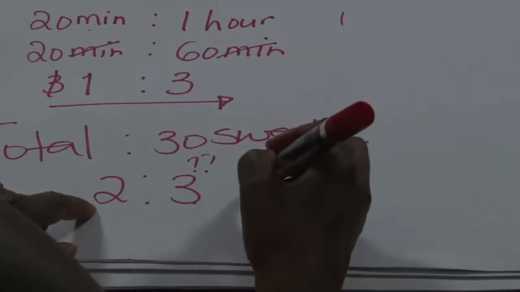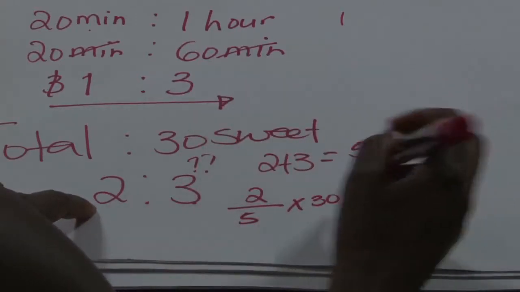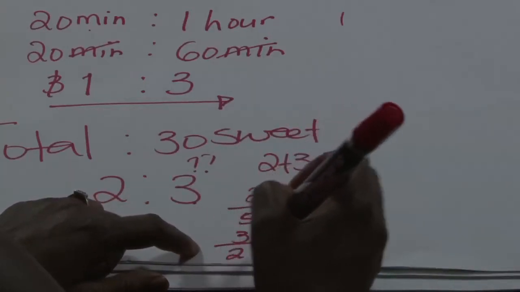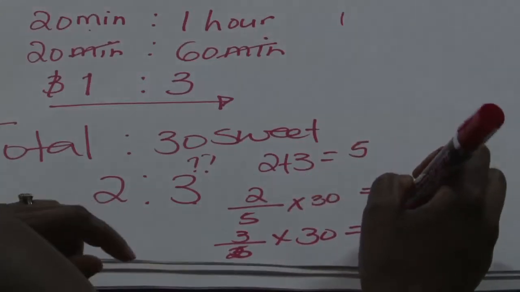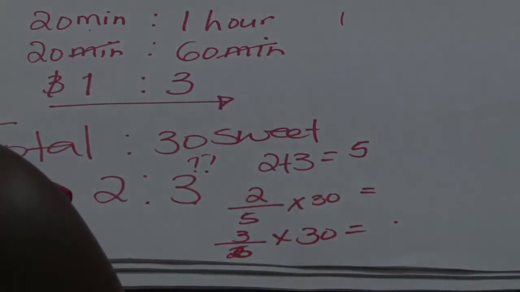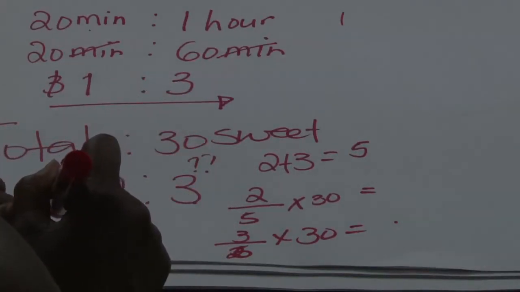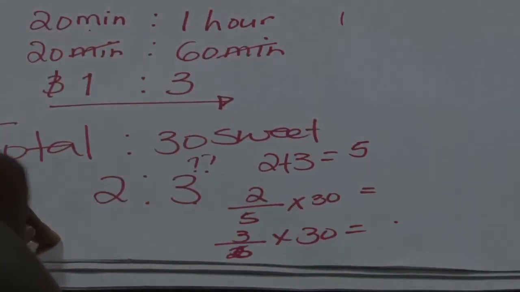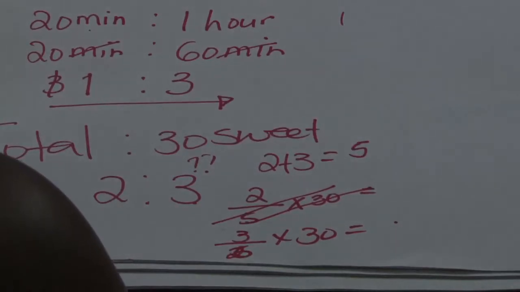So then you take 2 out of 5, then you multiply it with 30 to get this person. And then the other one is now 3 out of 5 times 30. Then you work out how many sweets the older one will get. But when coming to the question now, the question asks you to work out how many sweets the elder one gets. So there's no need for you, even in the examination, to provide that information because it's useless.